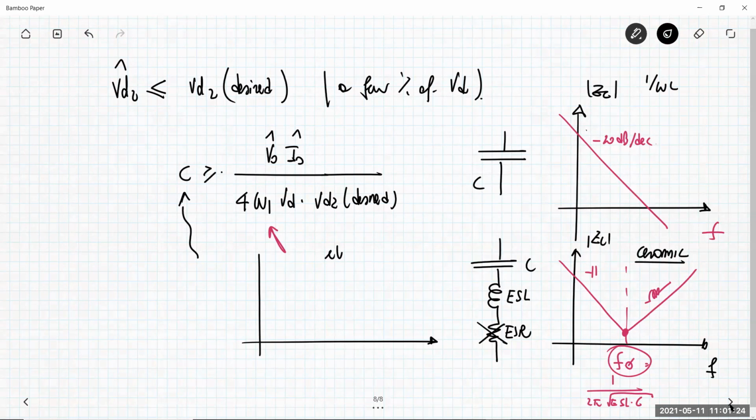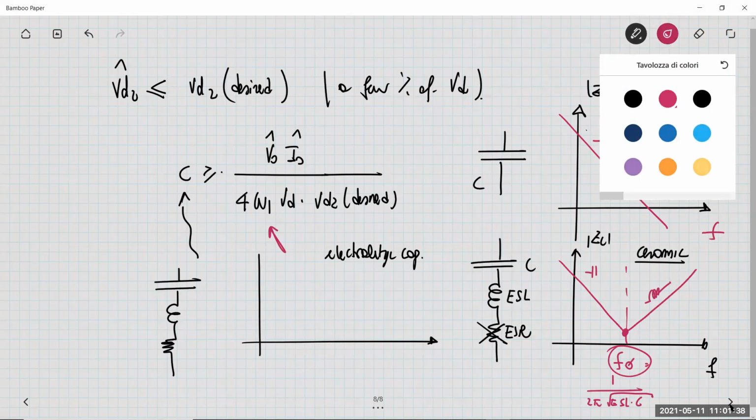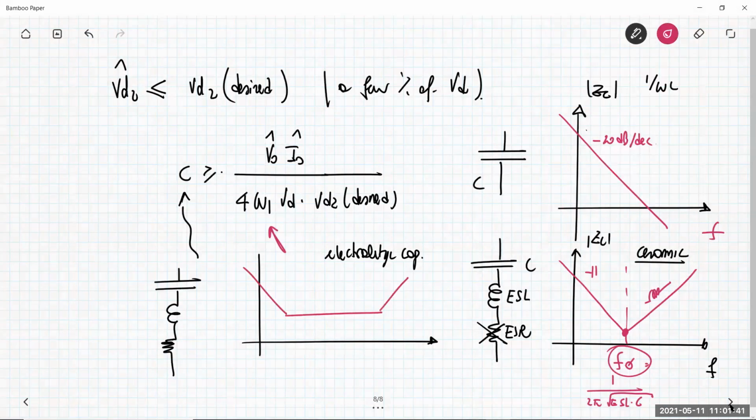If you have an electrolytic capacitor, then the ESR is a very important parasitic. And so the behavior of the impedance versus frequency is something like this. There is an ESR here, so it behaves like a resistor, like a capacitor, and like an inductor. Okay, you want your operation to be around here. And this frequency, depending on the application, can be 1 to 10 kilohertz.